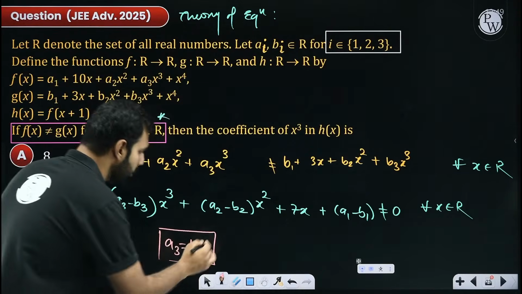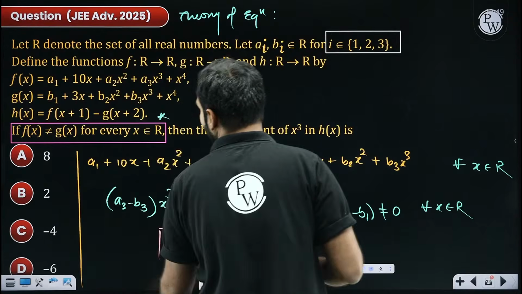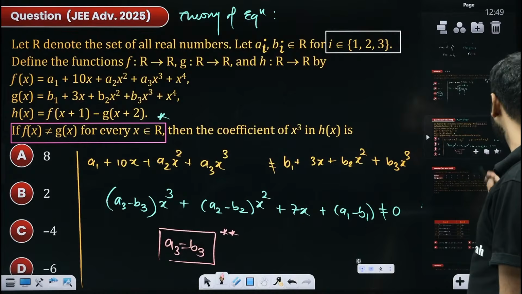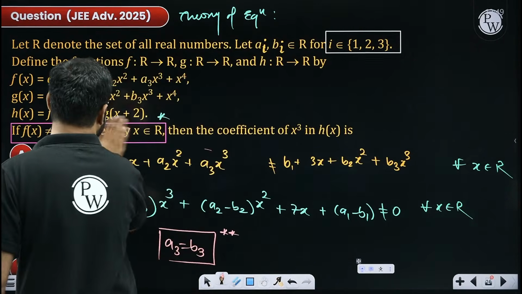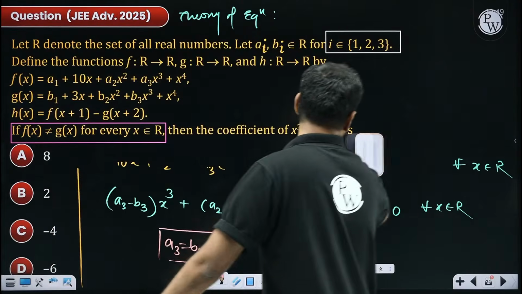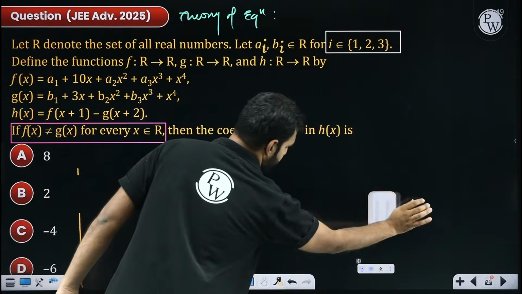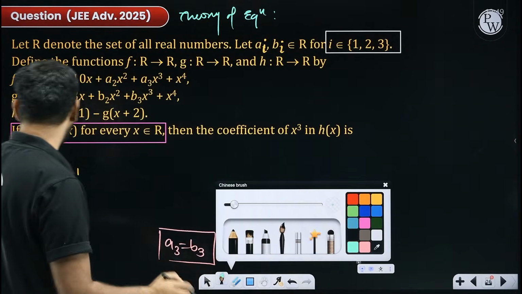But I am more interested in this result. Now let's go back to the question. I am given h(x) is equal to this. So let's try and utilize that information, because they are now interested in the coefficient of x cube in h(x). So let me try and define h(x).